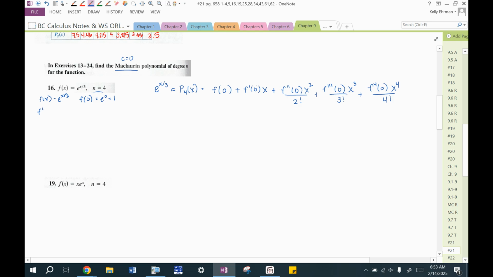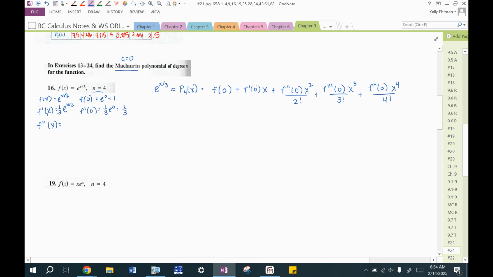And then I need to take the derivative of e to the x over 3. So e to the u, the derivative of that is e to the u times u prime. So the derivative of this e will be e to the x over 3. And then we need to remember to chain rule, multiply by the derivative of x over 3, and that's 1/3. So f prime of 0 is going to be 1/3 times e to the 0, so 1/3.